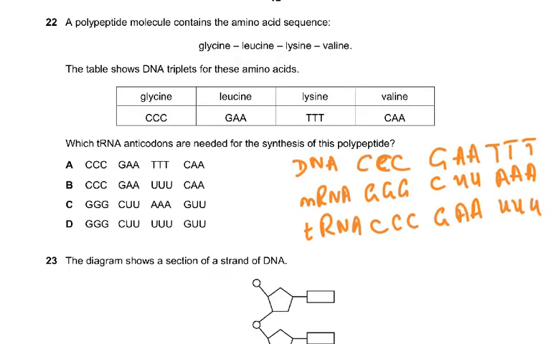A polypeptide molecule contains the amino acid sequence glycine, leucine, lysine, valine. The table shows the DNA triplets for these amino acids. Now I've done that for you. You must do it in this order: DNA, mRNA, and tRNA.